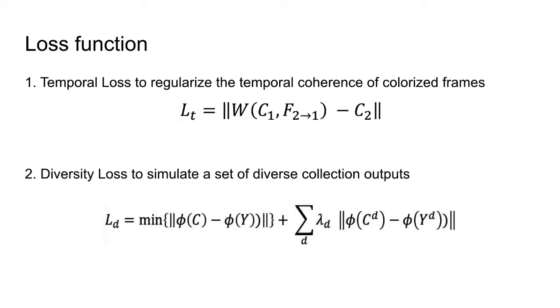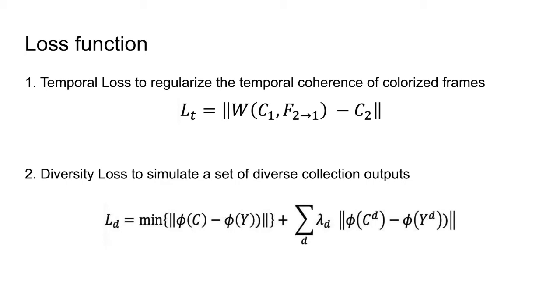For the video colorization problem, it is quite essential to make the result temporal coherent and diverse. Thus, in our model, we have 2 loss functions. The first is a temporal loss to regularize the temporal consistency. LT equals the second norm between warped normal C2 and ground truth C2. W is the warp operator to warp frame C1 to frame C2 using optic flow 2 to 1.